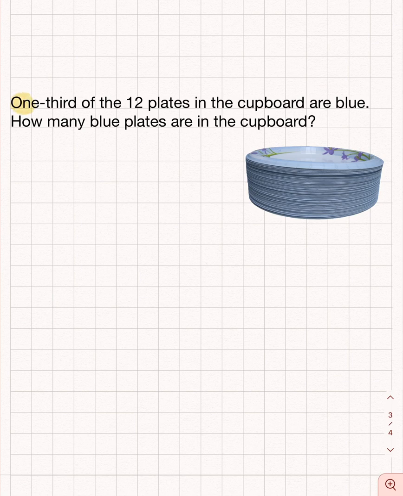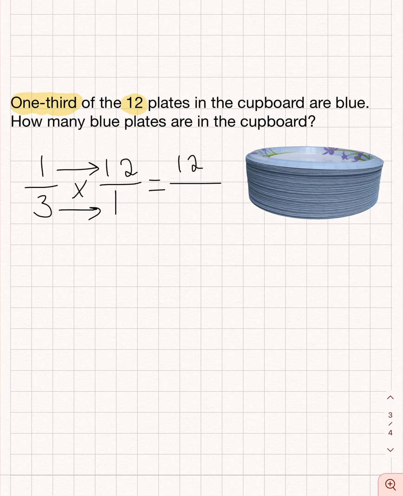We've got 1/3 times 12. I'm going to go ahead and turn that 12 into a fraction. 12 wholes. And let's see here, multiply straight across. 1 times 12 is 12. 3 times 1 is 3. 12 thirds equals, let's see, 12 divided by 3 equals 4. So the answer is 4.